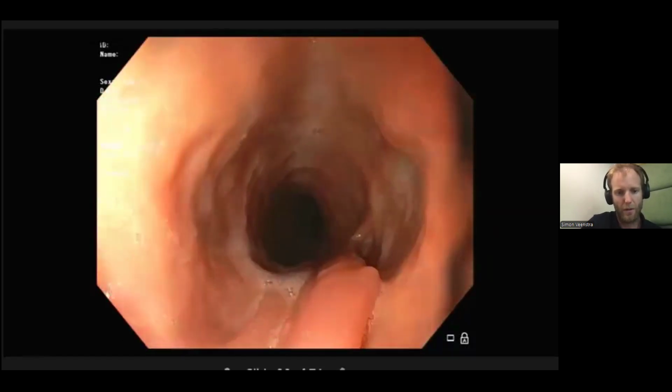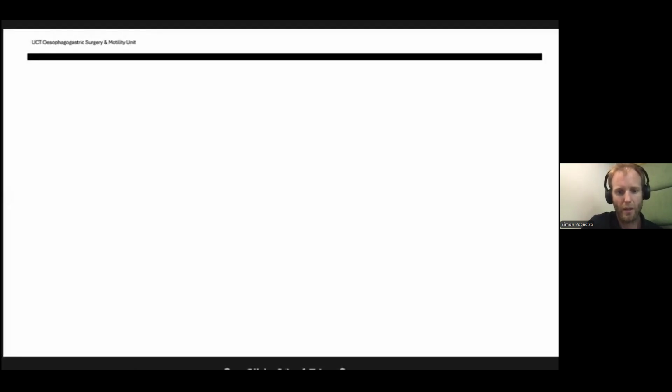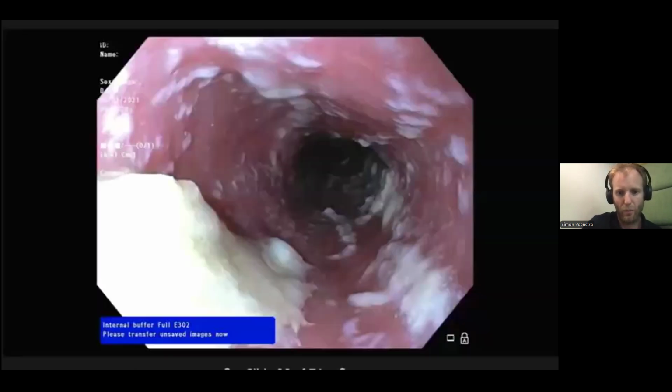Alrighty. So the next case is probably something that we've all seen. So this was an HIV positive patient with a CD4 of 2.